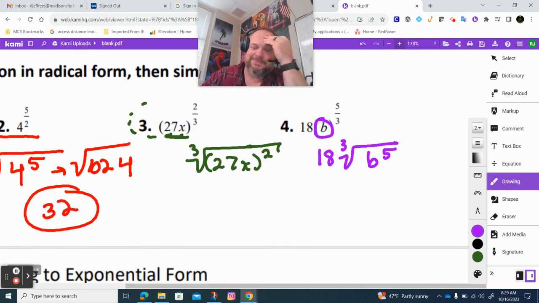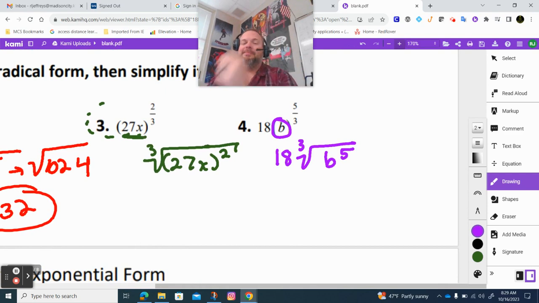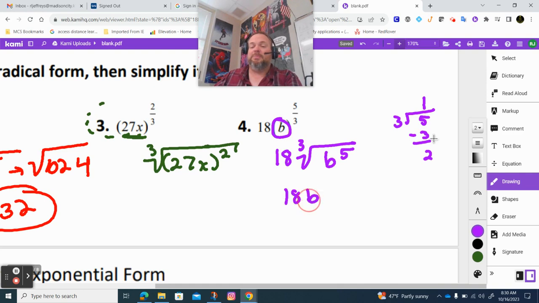Now with this right here, we think about it kind of like this. I'm only dealing with this part right here. How many times will 3 go into 5? Once, with a remainder of 2. That means that we can actually take a b outside of the root and have b squared inside.